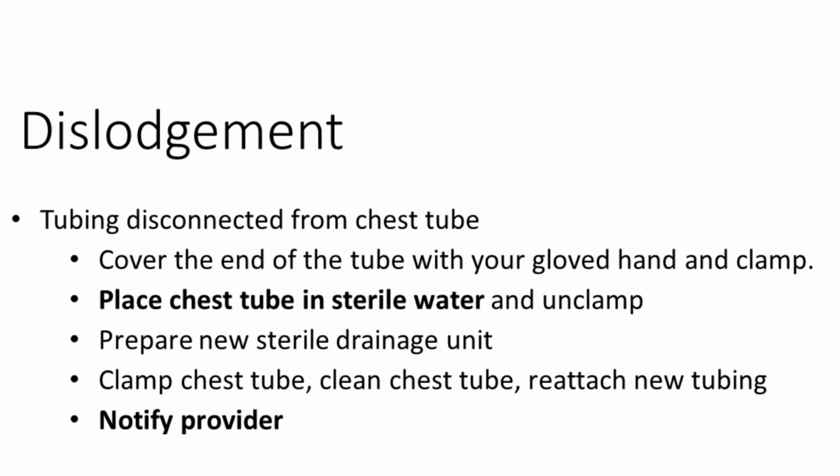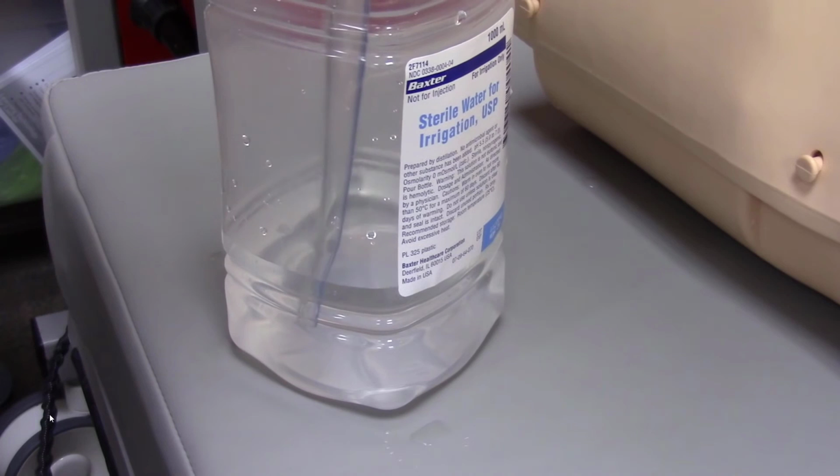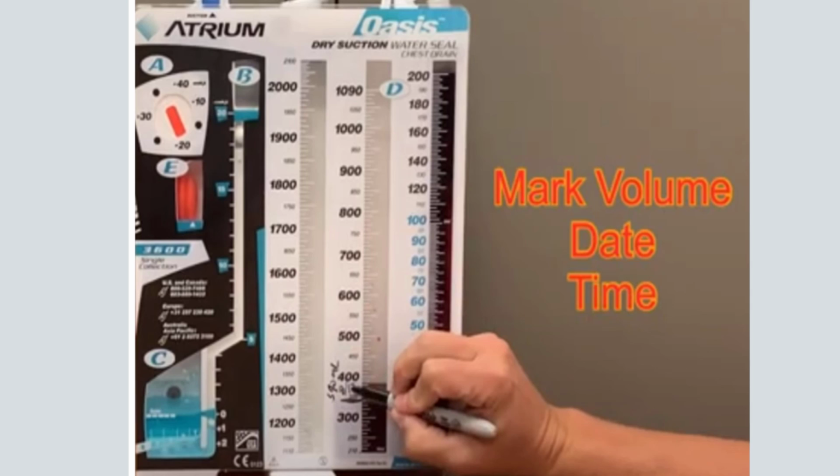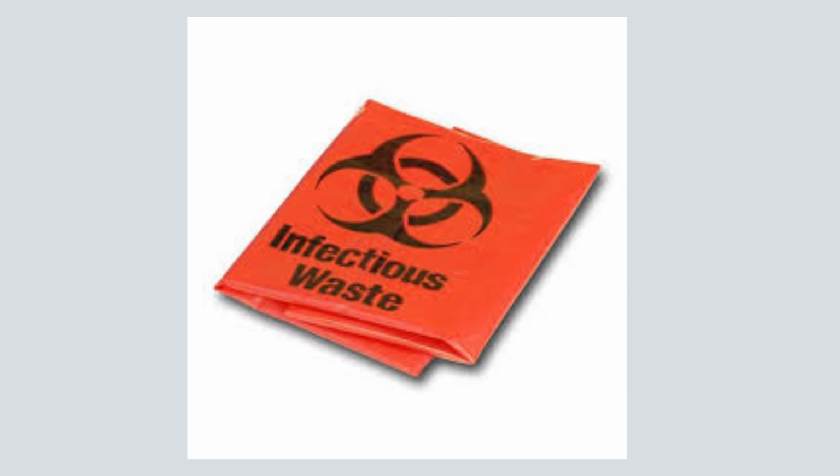If dislodgement occurs, cover the end of the tube with your gloved hand. Place the dislodged tube in sterile water. Connect to the new drainage system as shown previously. Be sure to document the volume, date, and time on the chest tube drainage system. Disposal of the chest tube system should be done in a biohazard bag.